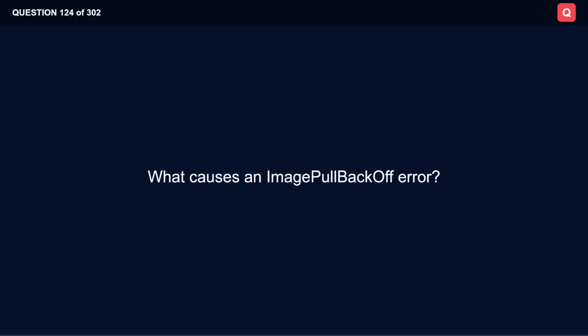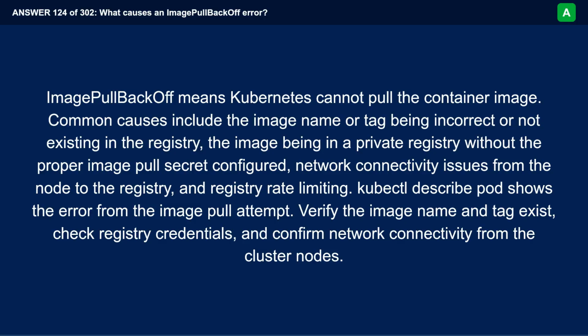What causes an ImagePullBackOff error? ImagePullBackOff means Kubernetes cannot pull the container image. Common causes include the image name or tag being incorrect or not existing in the registry, the image being in a private registry without the proper image pull secret configured, network connectivity issues from the node to the registry, and registry rate limiting. kubectl describe pod shows the error from the image pull attempt. Verify the image name and tag exist, check registry credentials, and confirm network connectivity from the cluster nodes.